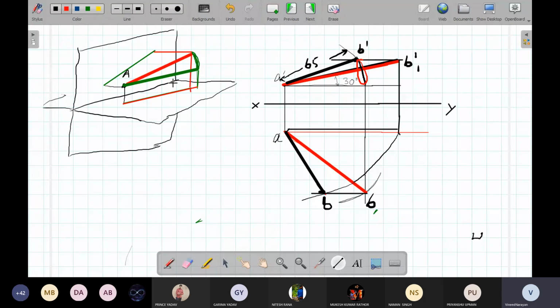Means after that, this is my A B1, and this one was my AB. This is capital A, capital B. So its projection on this was A dash, B dash. Same way, I can rotate.